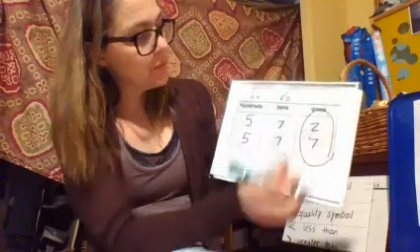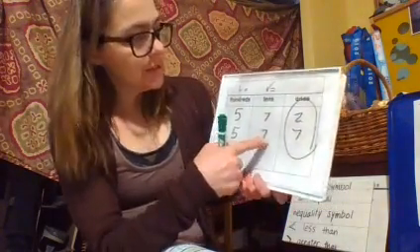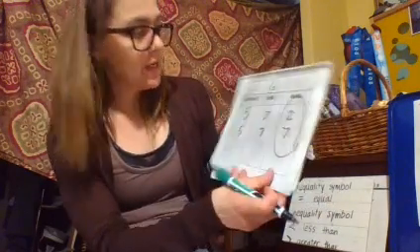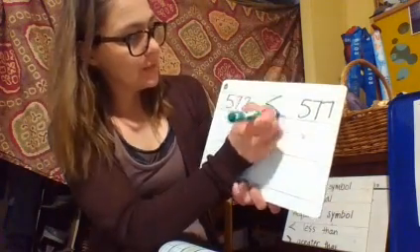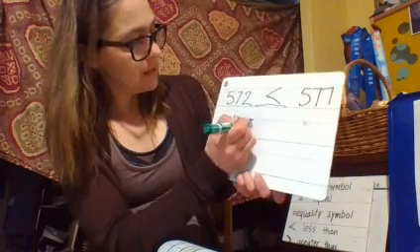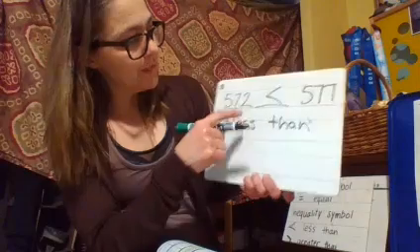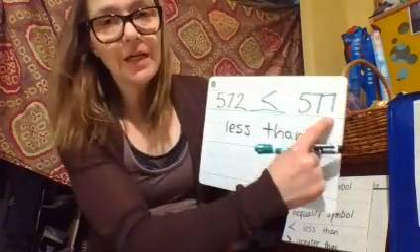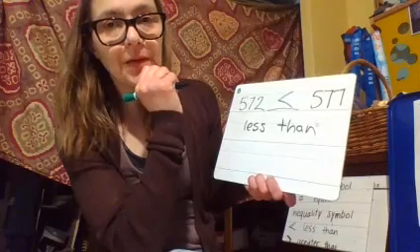So that leaves us to the ones. And the ones are what we're going to use to compare, because 572 has 2 ones, and 577 has 7 ones. And that's how you explain your thinking when they ask you which one is less than and which one is greater than. So the symbol we use is less than. And I know 572 is less than 577 because 2 is 5 less than 7, right? 2, 3, 4, 5, 6, 7, right?